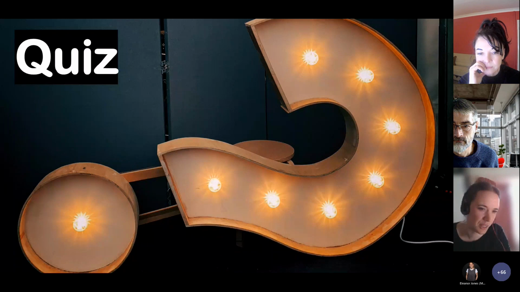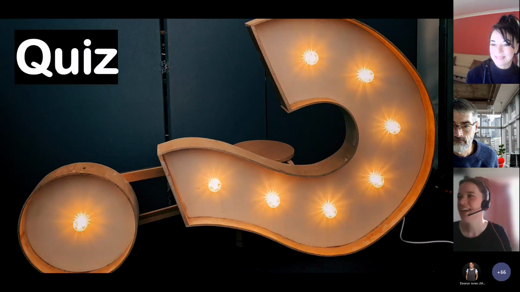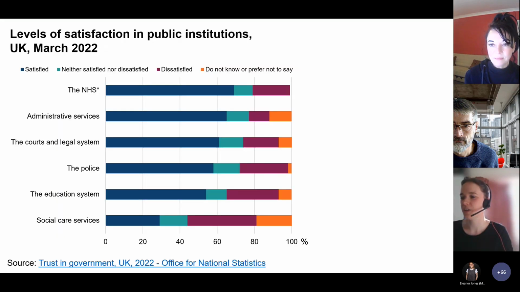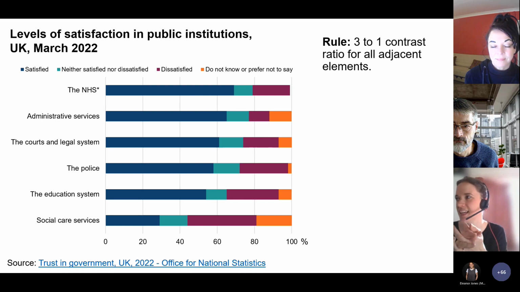So this is where I'm going to try a little bit of interactivity. So we'll see how it goes. I'm asking you now, this is the chart showing levels of satisfaction in public institutions. So it's nice for you, the NHS scores quite well on this. So we're going to ask you, are we meeting the contrast requirement? Do all the elements have a 3:1 contrast ratio with the adjacent elements and with the white background? If you think it does, can you raise your hand? Or if you can do it through Menti, Rachel, I don't know. Let's see how raising your hand works.